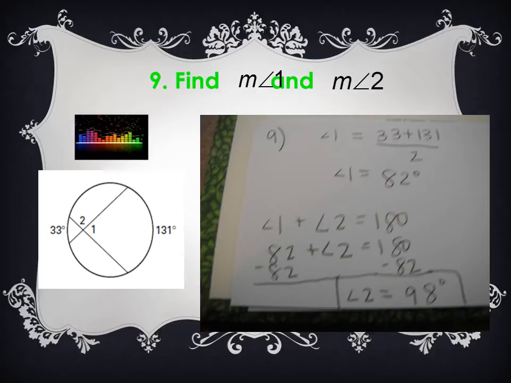Now that we know that angle 1 is 82 degrees, we've already decided that angle 1 and angle 2 are supplementary. That means we can create ourselves an equation based on the definition of supplementary. Angle 1 plus angle 2 equals 180 degrees. We can substitute in the measure for angle 1, so we get 82 degrees plus angle 2 equals 180. We subtract 82 degrees from both sides so that we can solve for angle 2. Angle 2 equals 98 degrees.